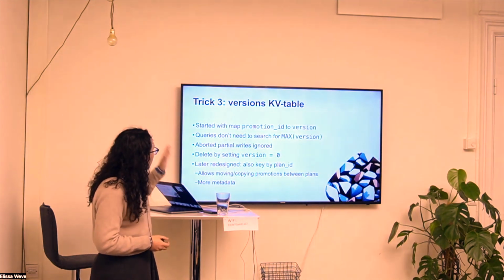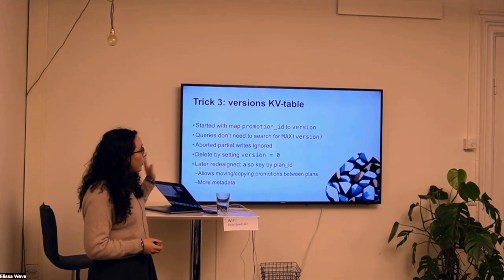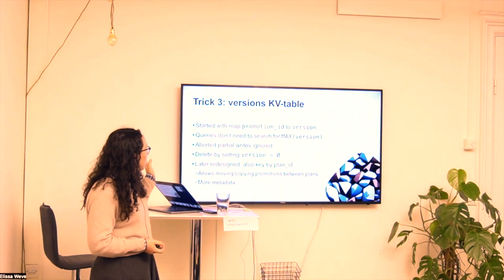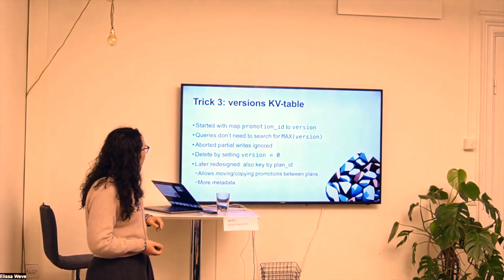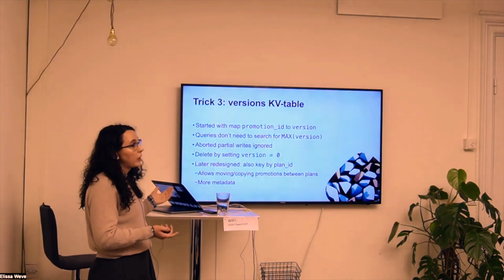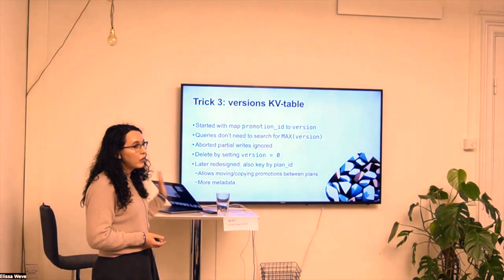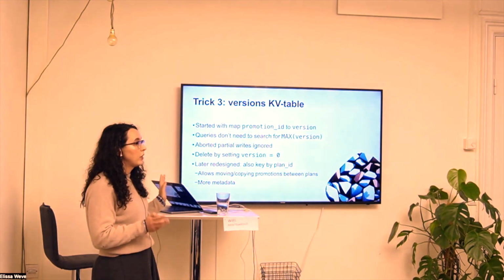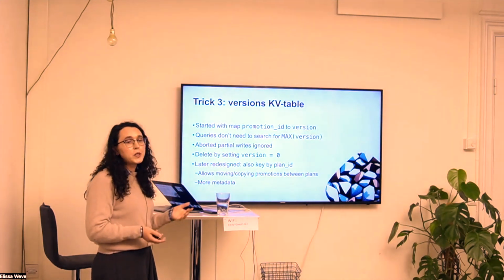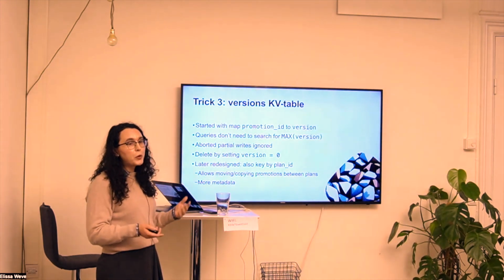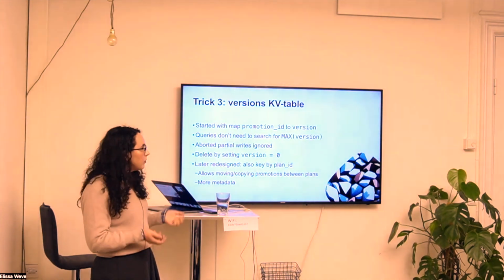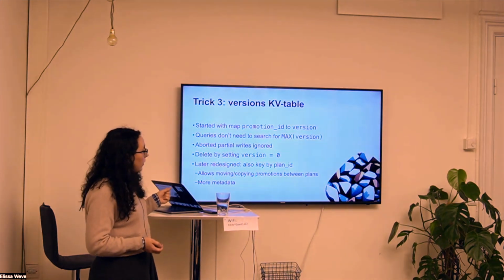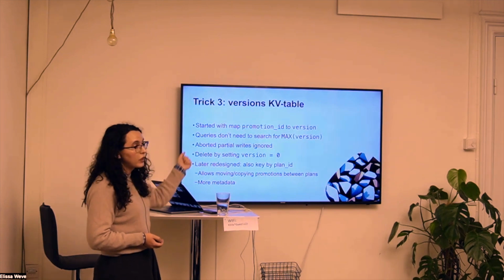And a final step was to add a versions table where we can say which version each promotion has. So we started with a simple mapping from promotion ID to version. And the benefit of that is we no longer need to search for max version. We know which is the relevant version for our promotion. We just need to fetch it. And also, if something is aborted mid-writing, we could have a context cancellation because someone aborts the request, for example, or any number of things could happen. These partial writes would be completely ignored. And it's also very easy to delete things by just setting the version to 0.